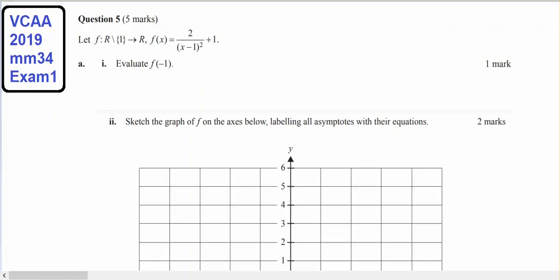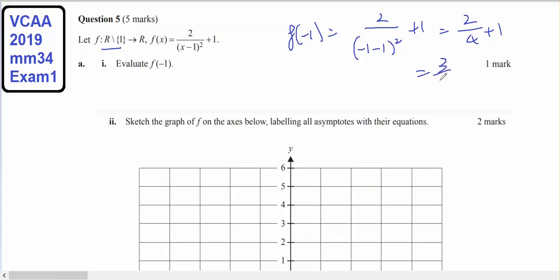This is for Methods. It's 2019 VCAA Exam 1, question number 5. So I have this truncus. It's got all real numbers except for the vertical asymptote. Evaluate f of -1. So f of -1 is going to be 2 over (-1 minus 1) squared plus 1, which will be 2 over 4 plus 1, or 1 plus a half, or 3 on 2.